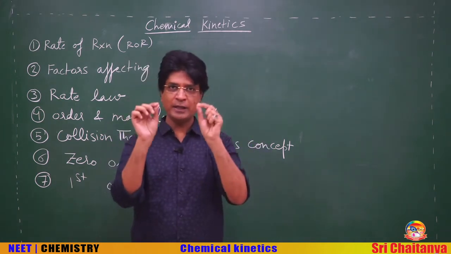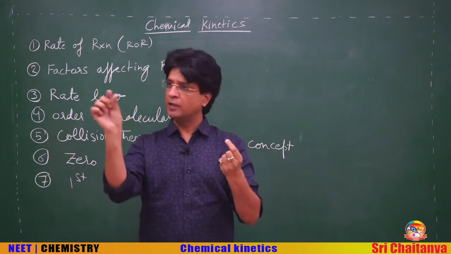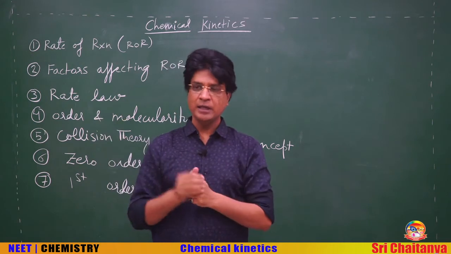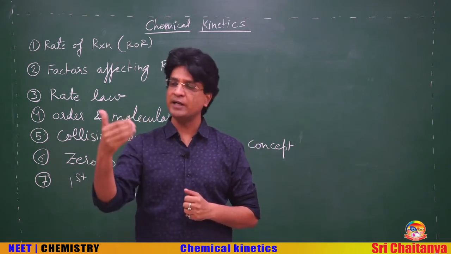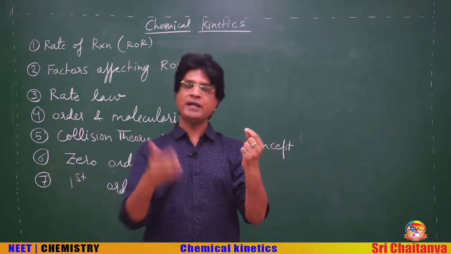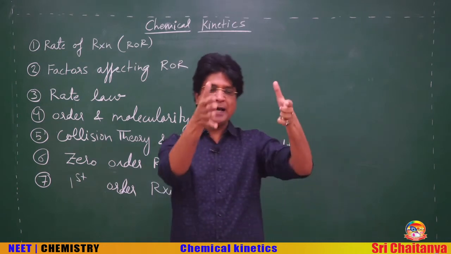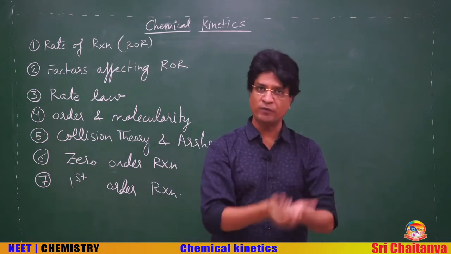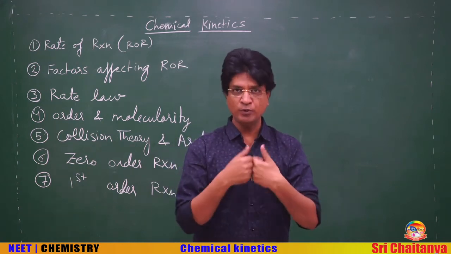Physical chemistry can be broadly divided into two subheadings: thermodynamics and chemical kinetics. Thermodynamics tells you how far a reaction will go or whether a reaction will occur or not, while chemical kinetics tells you, if a reaction will occur, how fast it will occur. So in short, chemical kinetics is all about finding the speed of reaction, or you can say finding the rate of reaction. How will we proceed into that?